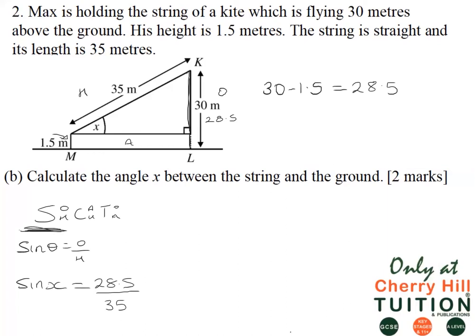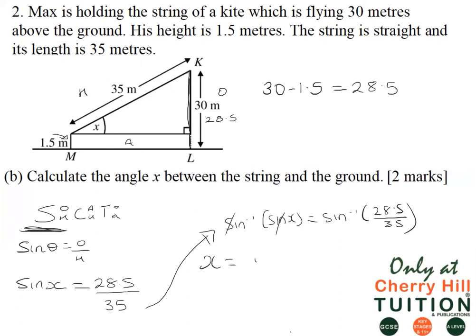And now we just need to solve for x. So the only thing we need to do is get rid of this sine. And in order to get rid of this sine, we can inverse sine on both sides. On the left-hand side, the sines cancel out and we are just left with inverse sine, brackets 28.5 over 35. And this is just a simple case of plugging it into our calculators. So we should get an answer of 54.52 degrees. Okay, and that's your answer.